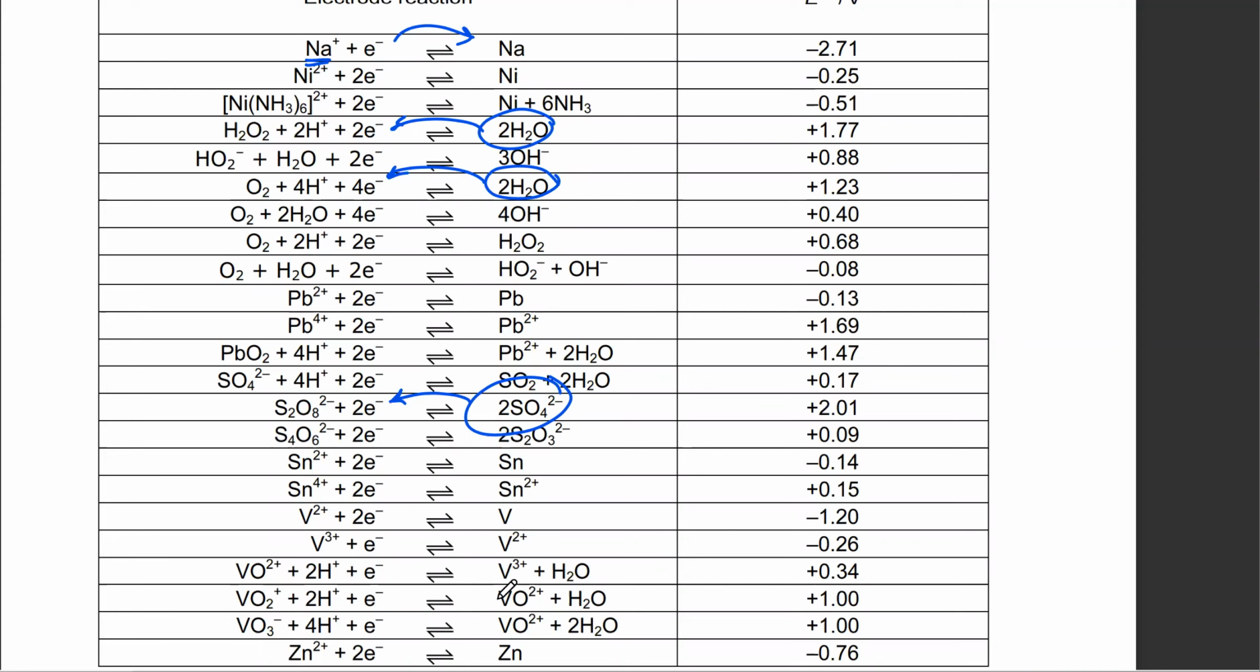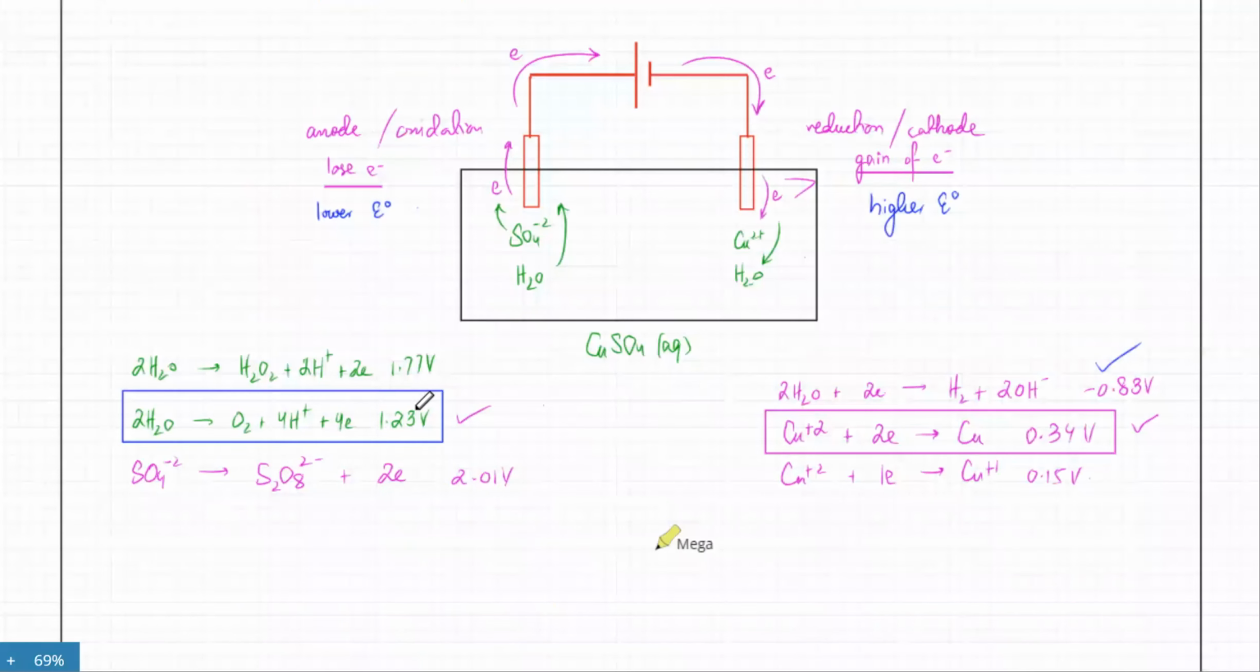And who loses electrons out of the 3? It's going to be the one that has the lowest potential, which comes out to be 1.23 volts. So over here, 1.23 volts is the one that's going to win. So remember, you don't have a choice. Now the reactions are not reversible. This would always be oxidation, loss of electrons. This side over here would always be gain of electrons.